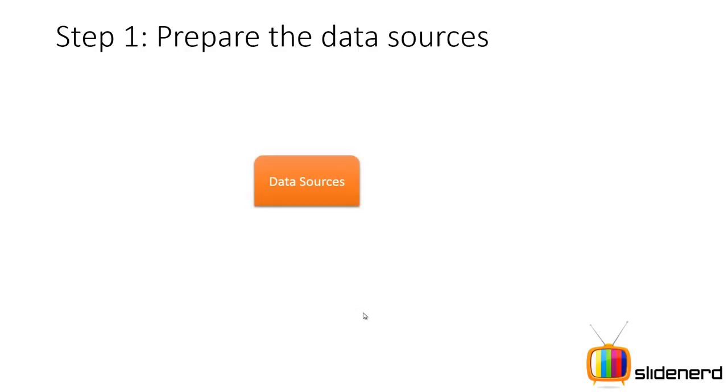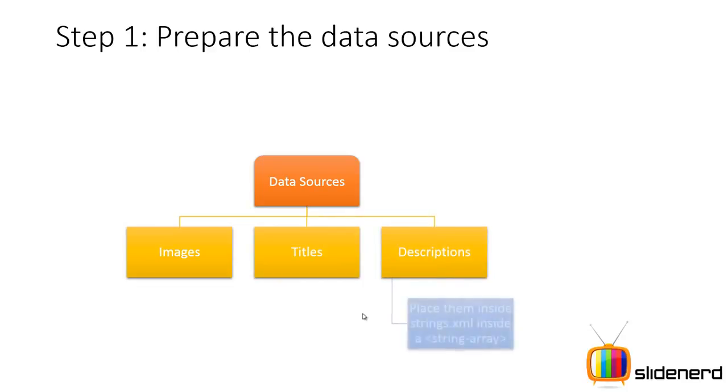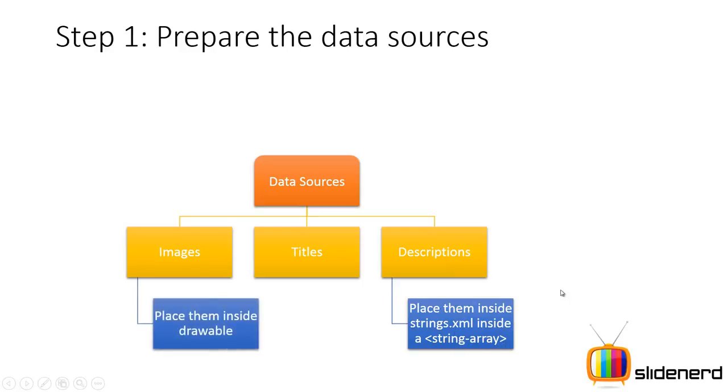Step 1. Prepare the data sources. Alright, so what are those data sources that you need? Well, you need images, you need titles, which is nothing but a string, right? And then you need descriptions. So if you see descriptions, you can have them inside your strings.xml, inside a string array. Same way you can place images inside a drawable folder inside your res. For the titles, again, you can have them inside a string array.